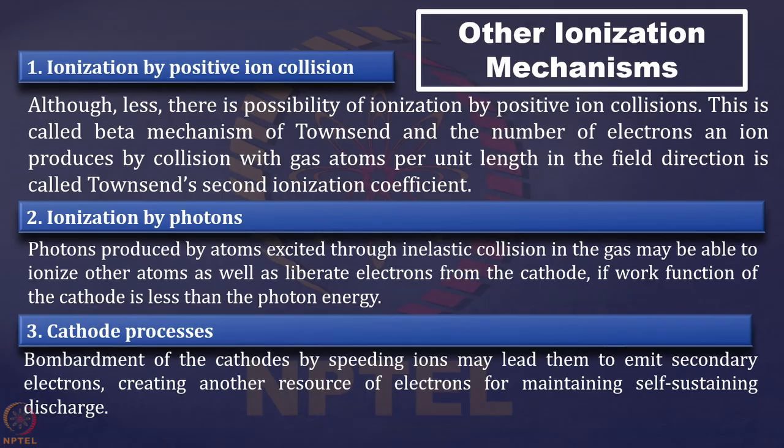Now there are cathode processes. Bombardment of the cathode by speeding ions is possible, so they emit secondary electrons, creating another source of electrons which can participate again in the Townsend fast ionization mechanism. That way they will produce more electrons. So there is ionization by positive ion collision, ionization by photons, and cathode processes by which additional electrons can be created inside the plasma.